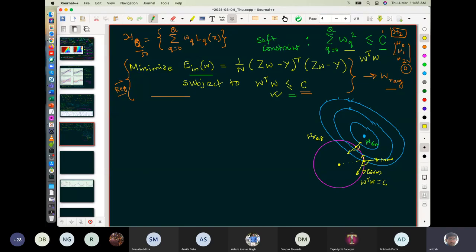As you can see, this solution is going away from this center. So if I want to say E_in at W_reg, the solution value at W_reg is proportional to minus W_reg, because this is the W_reg in the opposite direction of this vector. So it is proportional to minus W_reg. This will provide you a solution.